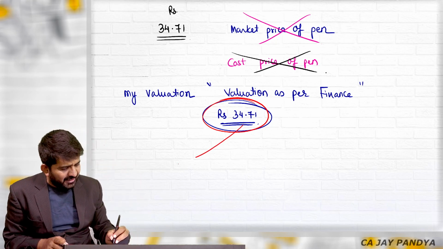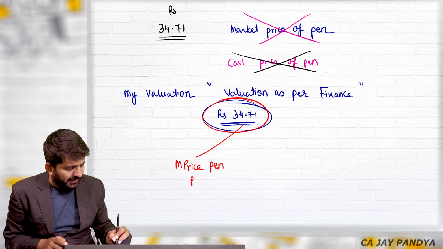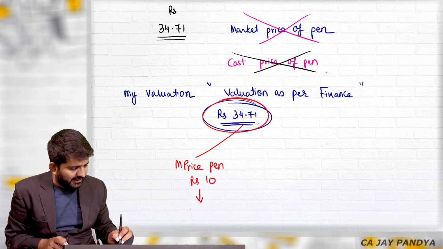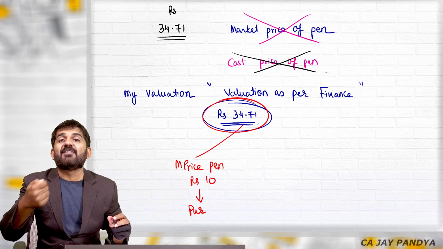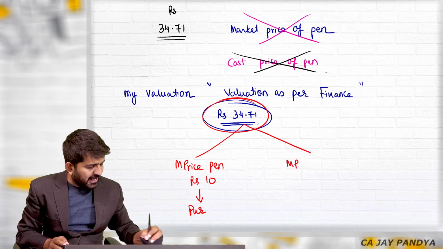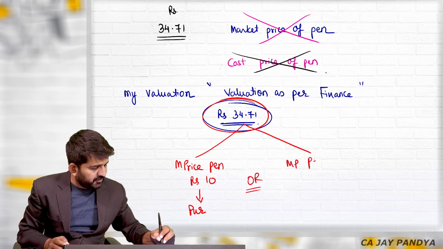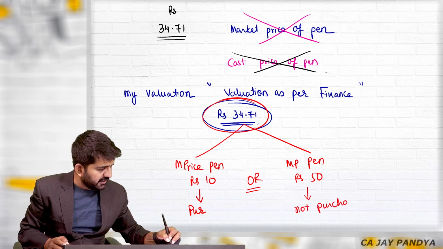Now in market price of this pen is rupees 10. I will purchase it. It is undervalued by the market. If market price of this pen is rupees 50, I will not purchase it.